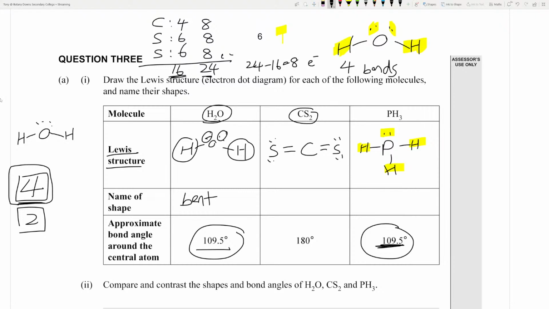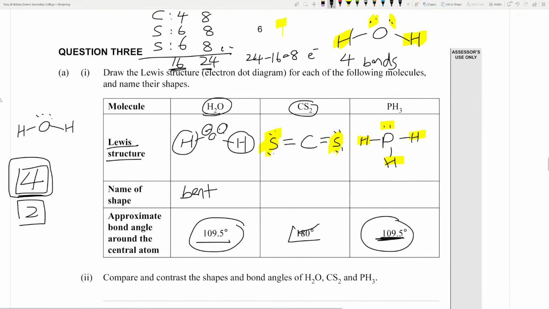Okay, so if you look at CS2, let's look at the central carbon atom. We've got 2 densities. That's why it's 180 degrees. So this has a linear shape, and this has a trigonal pyramid shape.